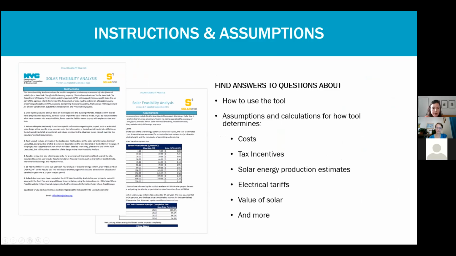So the first page we wanted to highlight is the first tabs of the analysis, and these are the instructions and assumptions pages. And this is just a really helpful resource for instructions, but also it highlights all the assumptions that we're using to make this analysis work. And so you can go back to this to learn about what numbers you're putting in and how they impact the results, or if you want to use it to compare some of the assumptions that the tool is using with bids. We really encourage you to look through these pages to learn a lot about solar.